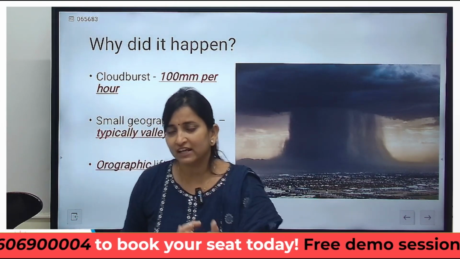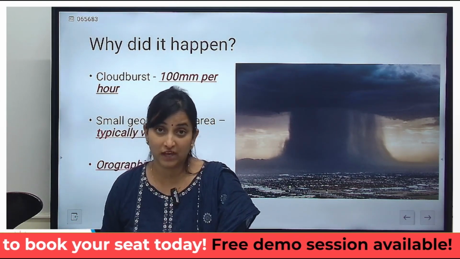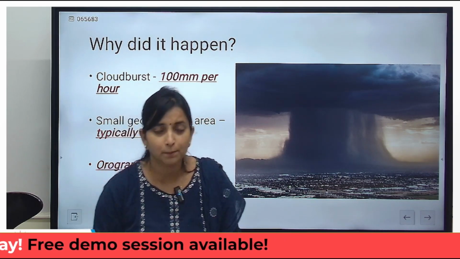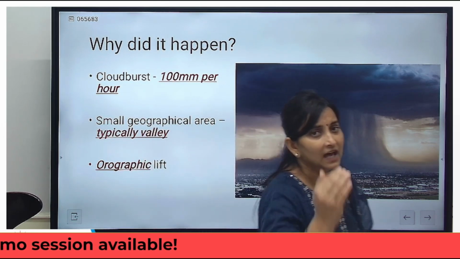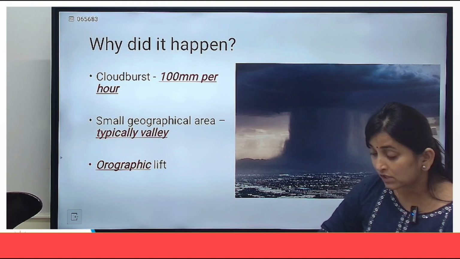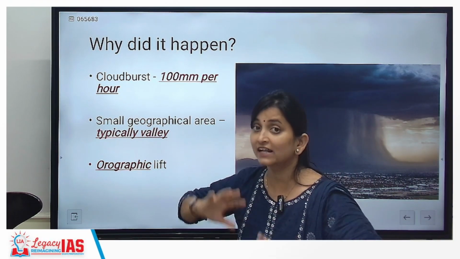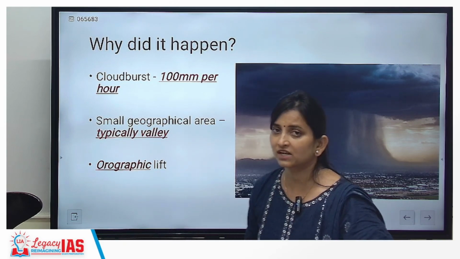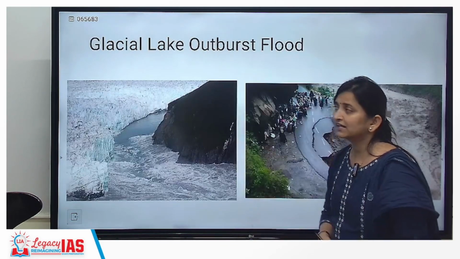So orographic lift of clouds would have taken place, and because of that, condensation of water vapor into water droplets, cloud formation took place, and that cloud came down as rainfall. Now because this lift was sudden, suddenly a huge amount of water got converted into liquid state and then came down as rainfall in precipitation, that led to the cloudburst.